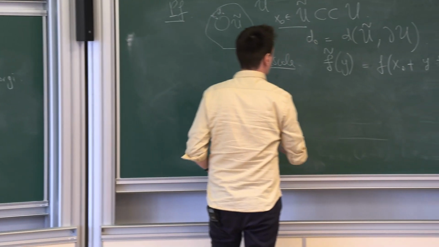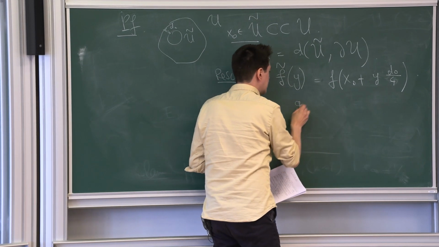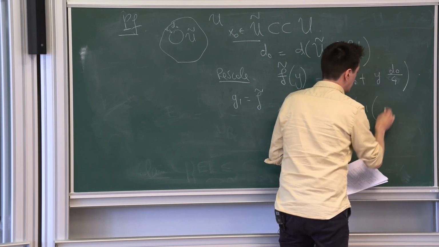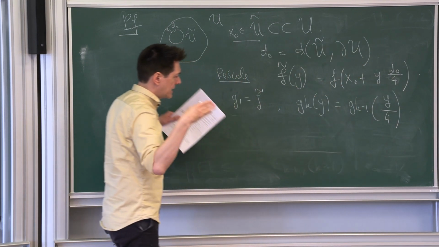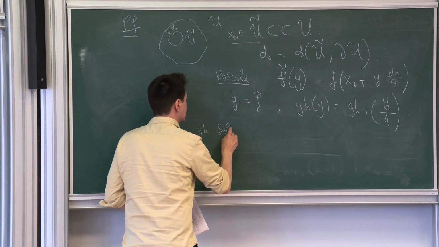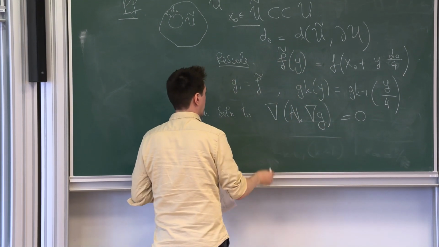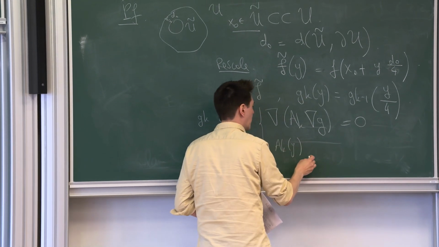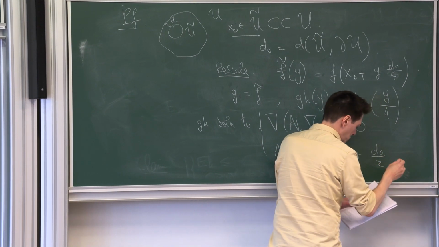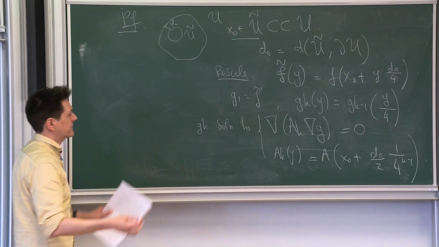And then I will define a sequence of solutions where G1 is F tilde and Gk of y is Gk minus 1 of y over 4. With each iteration, I divide by 4. So just observe now that each of the Gk is a solution to the same elliptic problem with the matrix Ak. Ak of y is simply A of x naught plus d0 over 2, and then I have 1 over 4 to the k minus 1. I hope my indices are correct, but anyway, that doesn't matter that much.